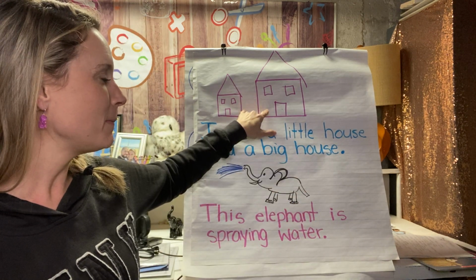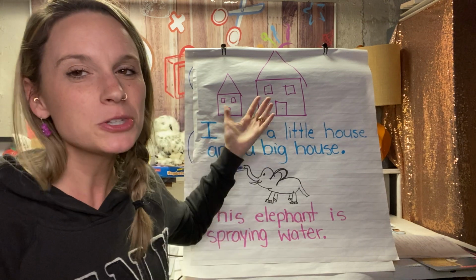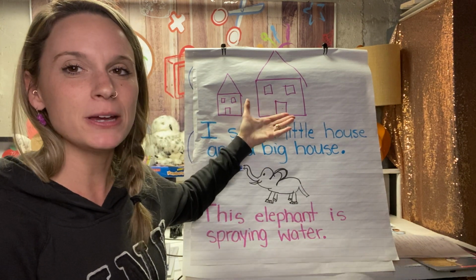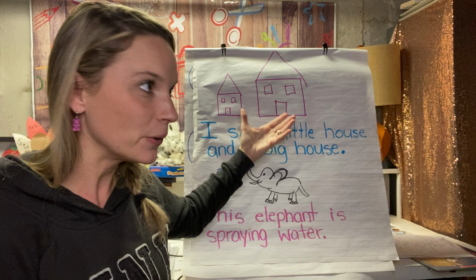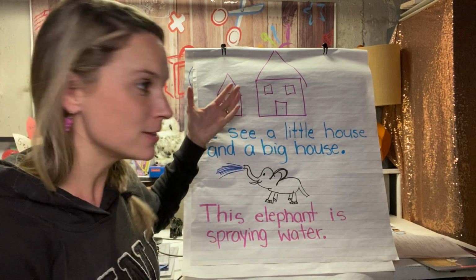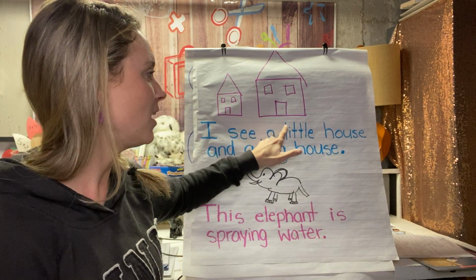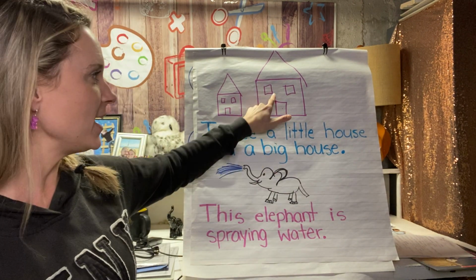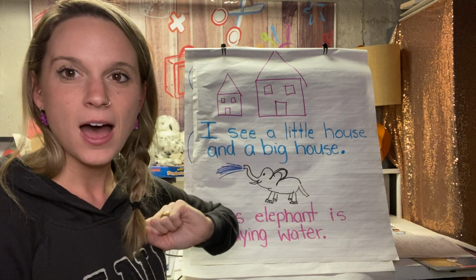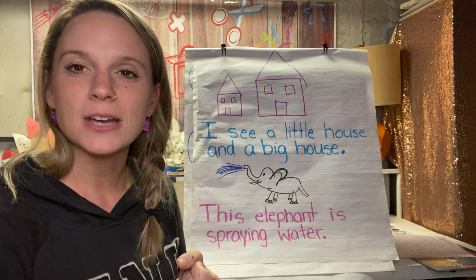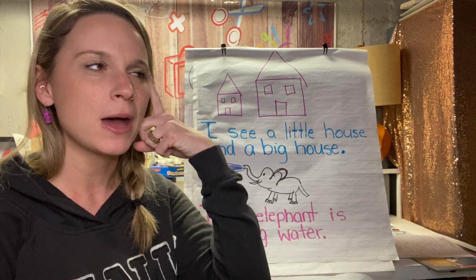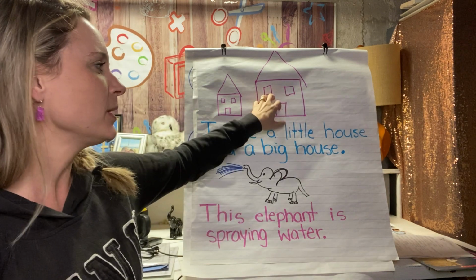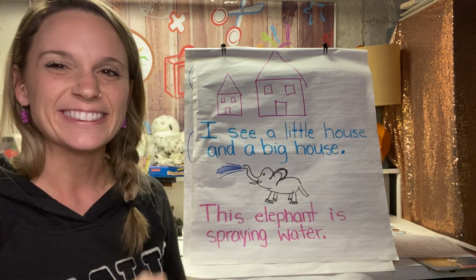Then I'm gonna look up at my picture and I'm gonna think, okay, well, what do I see up here in my picture that says that? I think it's pretty obvious, my friends, right? I see a little house and a big house. I did it. I skipped over the words I didn't know. I used my letter sound power. I used my brain. I used my picture. And I figured it out. Okay, let's try another one.